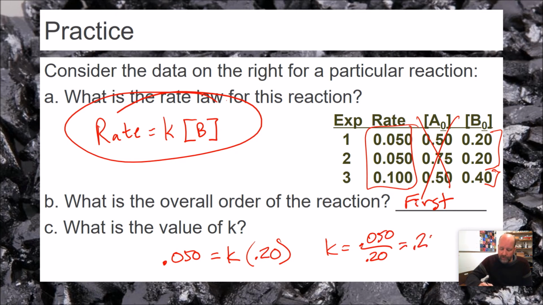So 0.25 is K. When you go to find the units for K, which it doesn't ask you to do, but you could easily do it. Remember, it's just 1 over the molarity raised to the order minus 1. Well, it's a first order reaction, so it's the molarity raised to the 0, so that's 1. So it's just 1 over seconds. So that's our value and units of K. Is that a little harder than what AP would ask you? Yeah, probably. But if you can go farther, then it makes the AP seem easier. So that's what we're doing. And this isn't that bad.